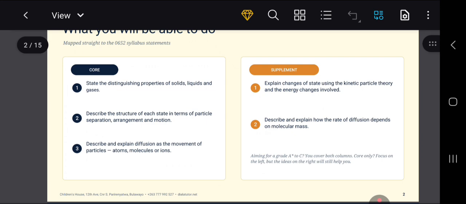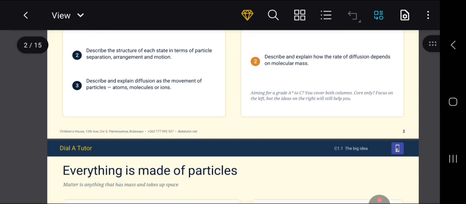Now, we have the core guidelines. You should be in a very good position to state number 1 under core on the left. You should be in a position to state the distinguishing properties of solids, liquids, and gases. Describe the structure of each state in terms of particle separation, arrangement, and motion, and we'll soon see it. Describe and explain diffusion as the movement of particles, atoms, molecules, or ions. Supplement, for now, we will leave it at that.